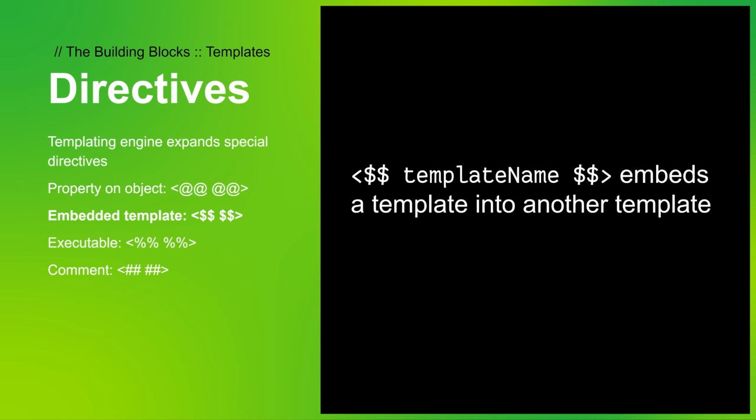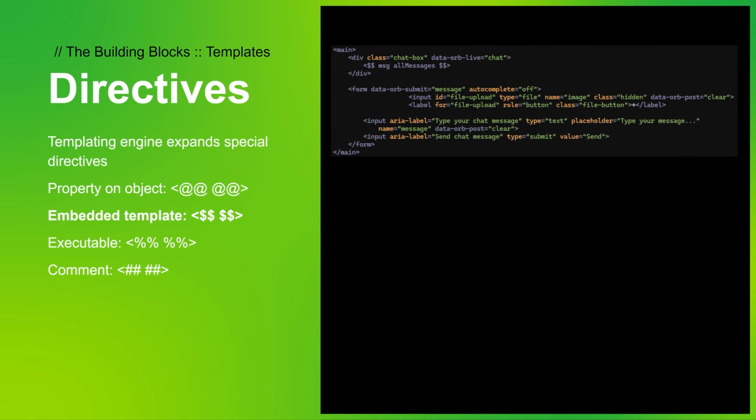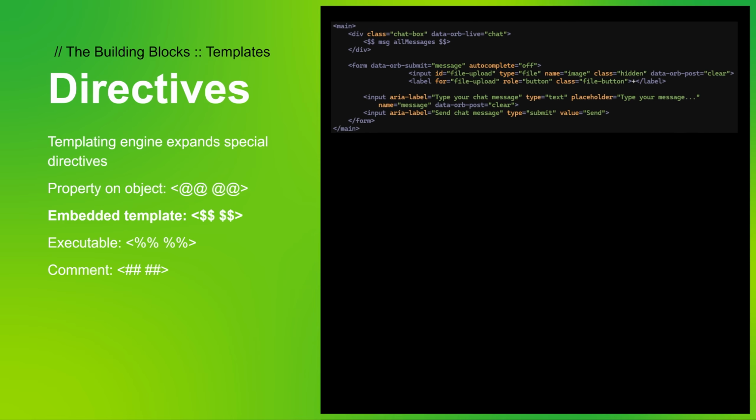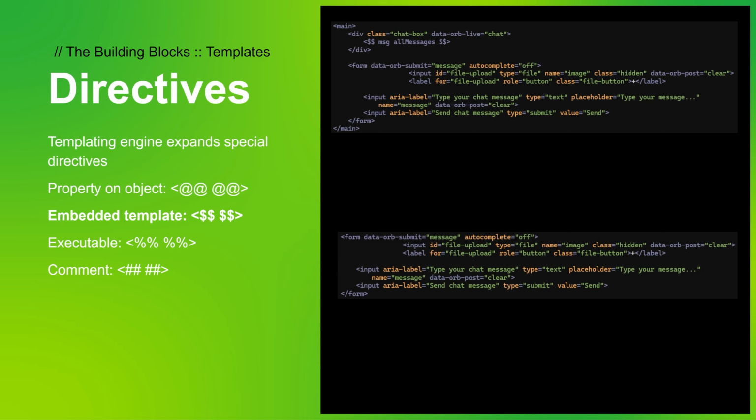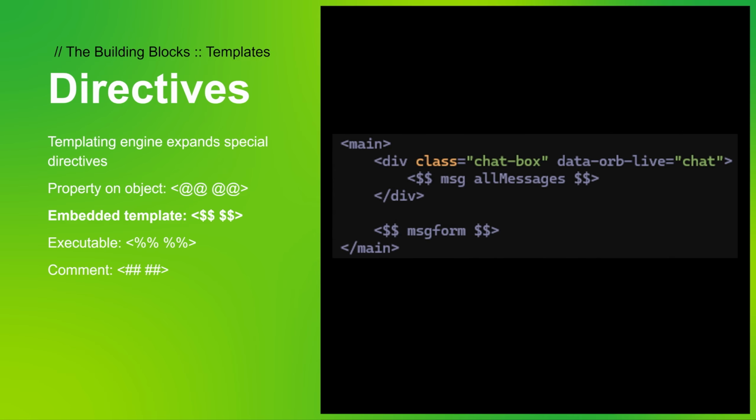You can embed a template into another template with the embedded template directive. For example, we have this HTML, but we could break out the form element in the HTML into its own template. And if we called that template something like message form, then we could remove that from the original template and just embed it, and it would produce the exact same result.